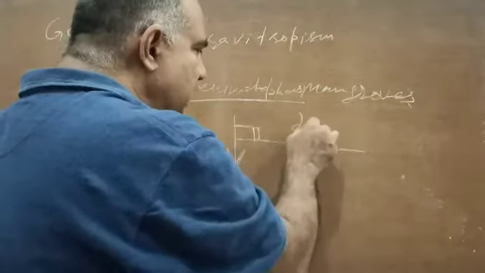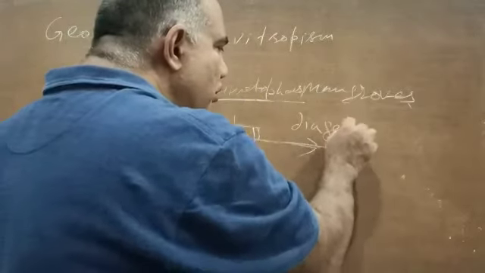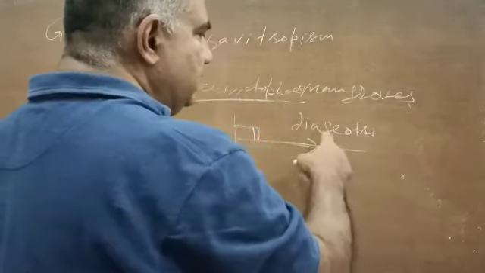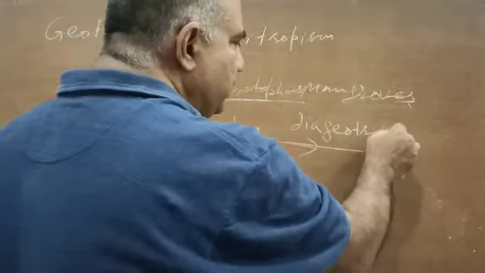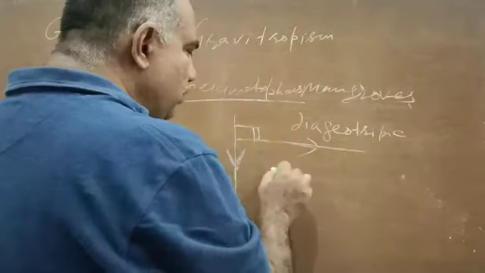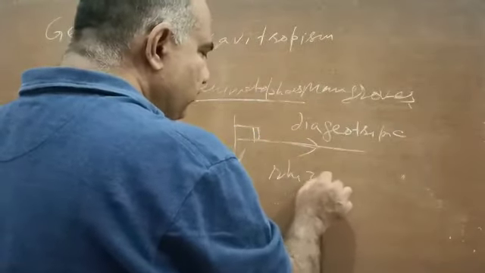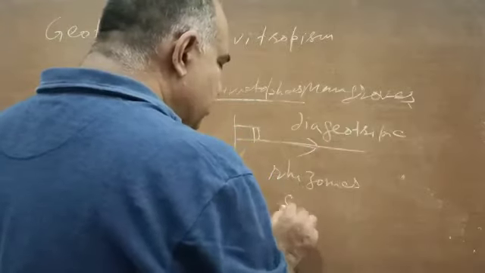Such movement is called diageotropic movement. Diageotropic movement is shown by rhizomes and stolons.